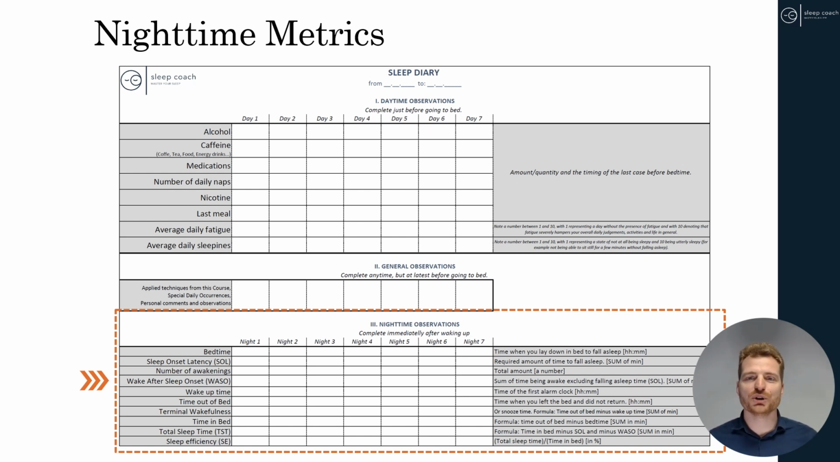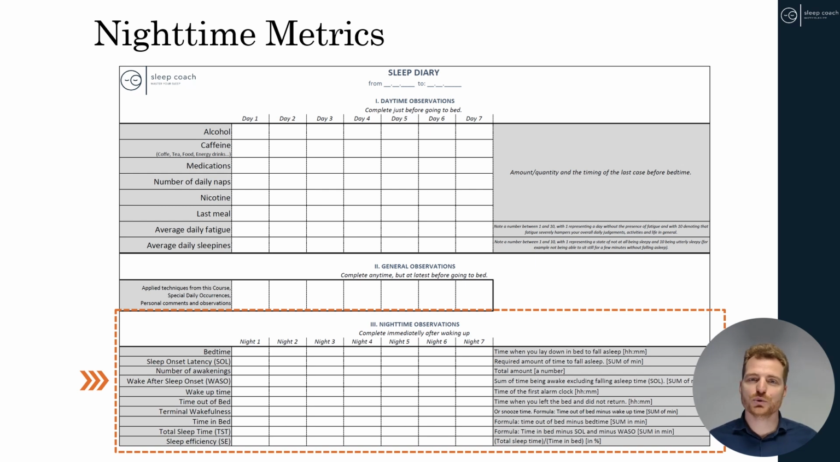Here we write the number of times you woke up during the night. Wake after sleep onset, or WASO, is the amount of time in minutes you were awake during the night after you fell asleep for the first time. So it's similar to SOL, except that it's during the night. Wake up time is the time you set your alarm clock, and time out of bed is the time when you actually left the bed and never returned. The difference between the two is terminal wakefulness. You could also call it a snooze time.